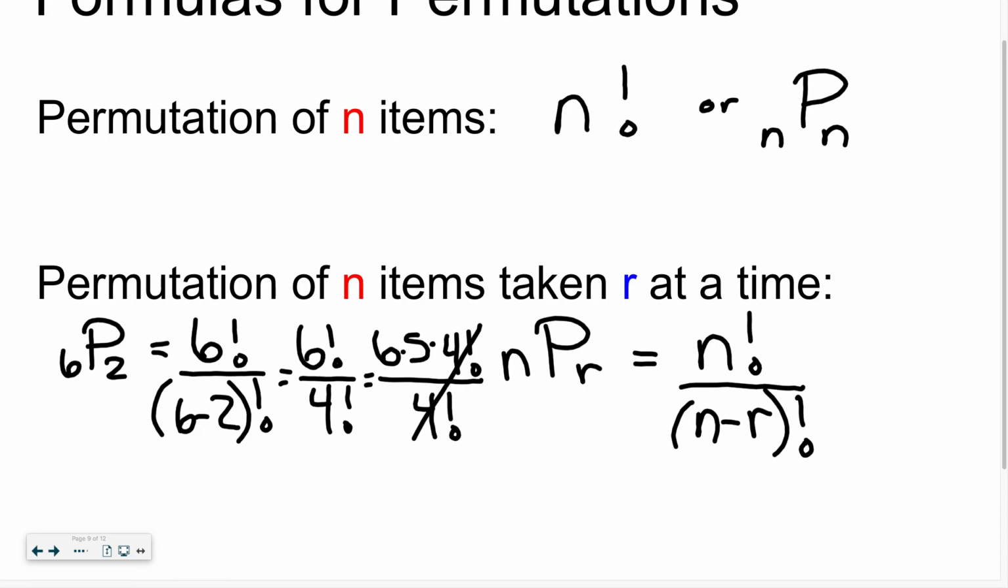It's canceling things out. If you do an n pick n, then n minus n will be 0. So your denominator would be 0 factorial, and that would be trouble if it was equal to 0, because then it would be undefined, but we know that 0 factorial is equal to 1, so then it's just n factorial, so they're the same thing.